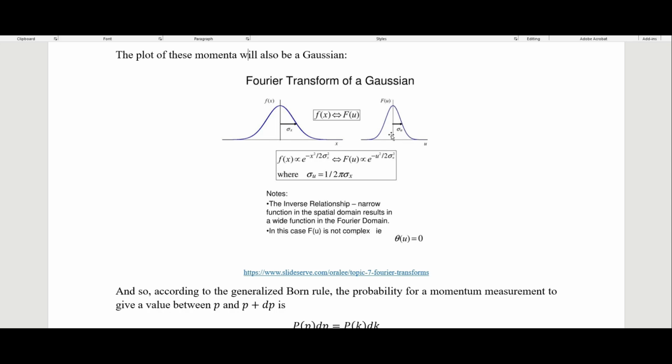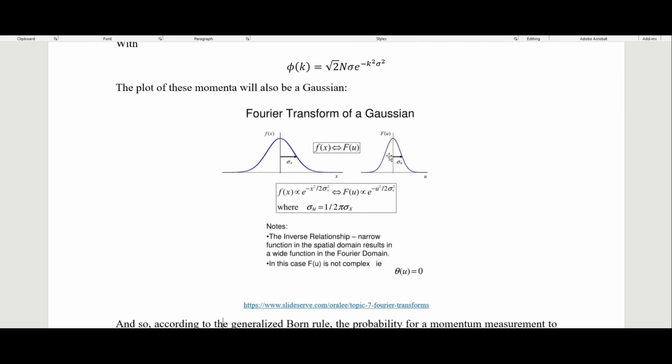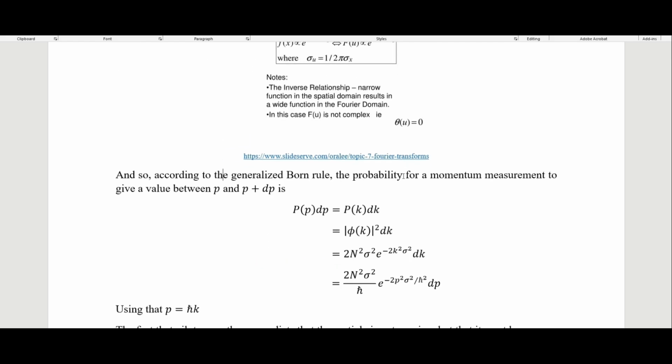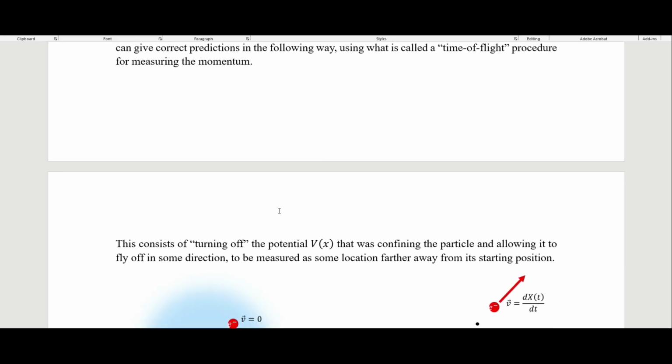Zero is right in the middle, but if we try to get a momentum between some p and some very small distance away from that p, so the area under the curve in a very small slice, such as right at 0, the probability is going to be quite small. So the fact that pilot wave theory predicts that the particle is not moving, but that it must have some probabilistic momentum, appears to pose a problem for the theory. But in fact, pilot wave theory can give correct predictions in the following way, using what is called a time of flight procedure for measuring the momentum.